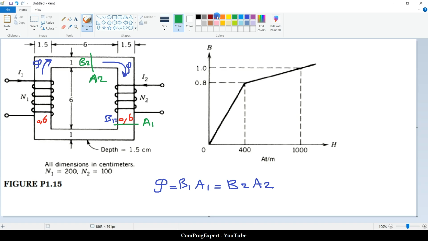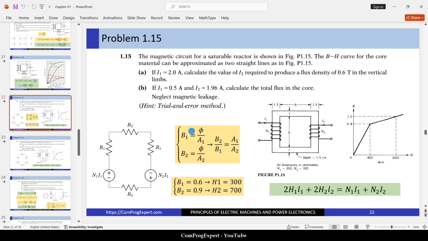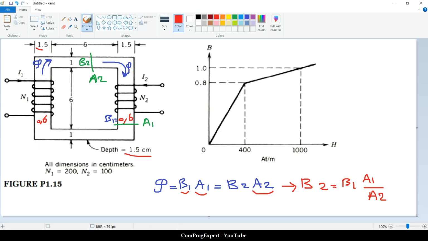So we know the value of B1, and we know the values of A1 and A2. We can calculate B2. So the value of B2 is equal to B1 times A1 divided by A2. Dimensions are given here. The depth of the problem is also 1.5 centimeters. Here you can also see these equations for B1, B2, and this ratio. So we can calculate the value of B2 using this equation. This is the first step.